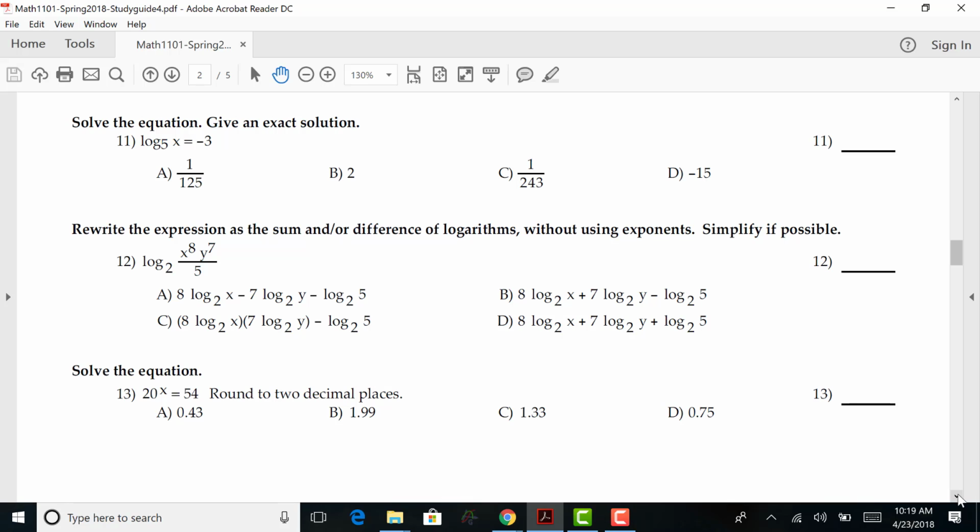Now, what did our property say? Multiplication turns to what? Addition. So now that's going to be log base 2 of x to the 8th power. Then what do I put here? What symbol? Plus. Plus what? Log base 2 of y to the 7th power. Division turns to what? Subtraction. So what should I put? Subtract what? 5. Log base 2 of 5.